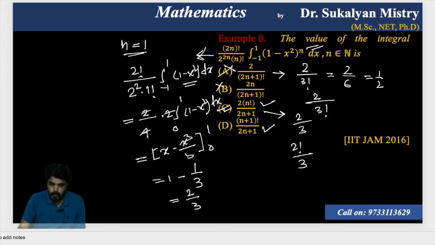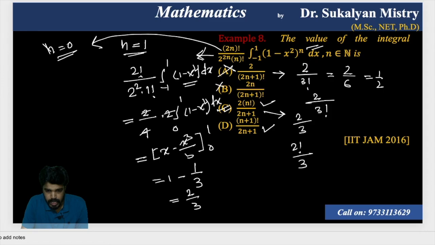So, now we put n is equal to 0. If we put n is equal to 0 in the given integral, we get factorial 0 is 1, and n is equal to 0 means integration minus 1 to 1 dx, right.